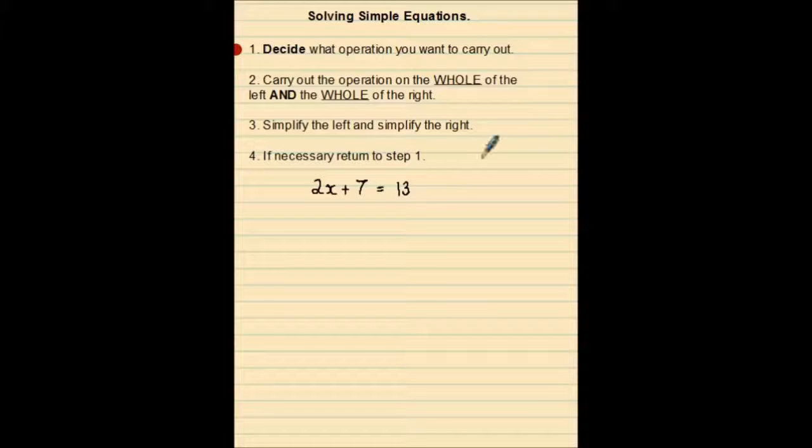We look here at an example. Step 1 is to decide what operation you want to carry out. In other words, do you want to add, subtract, multiply or divide, for example. Now, since this is an introduction, I'm going to tell you what to do. In another video, we'll look at how you can work out what you should do using something called a function machine. But in this case, I'm just going to tell you to subtract 7. Now, step 2, I've made my choice, subtract 7, and so I know now I do just that to both sides.